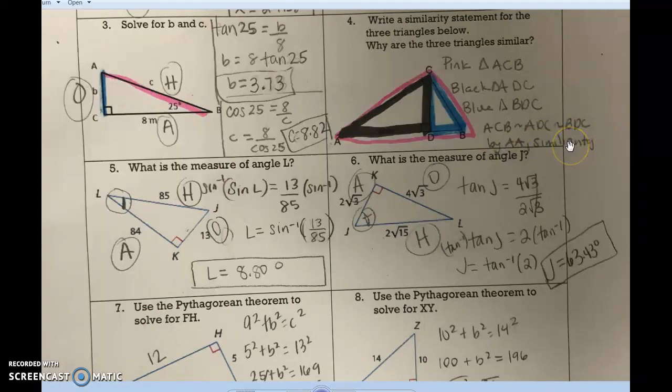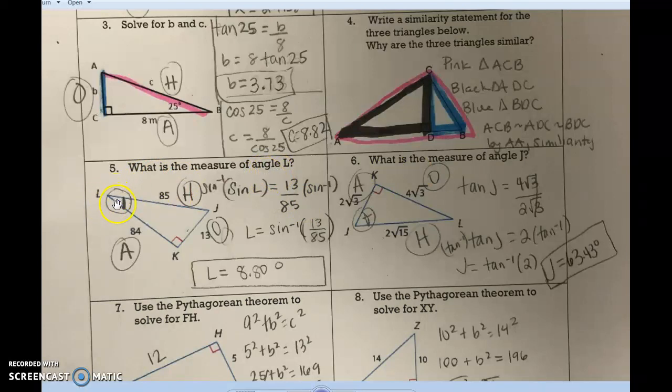So you want to remember that you only need two angles to prove similarity, to know that the angles are congruent and the sides are proportional. All right. So if they ask a question on the test about similarity, it's due to angle-angle similarity. All right. Number 5. What is the measure of angle L? Angle L. That means I'm looking for an angle.